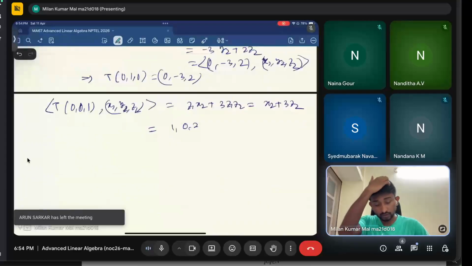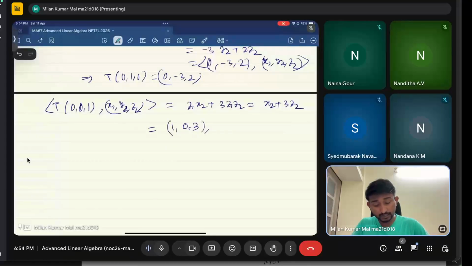So this is what we obtained. This is going to give you that T of (0, 0, 1) is nothing but (1, 0, 3). So once you have all these things, there are three things: one is this one, another is this one, another is this one.